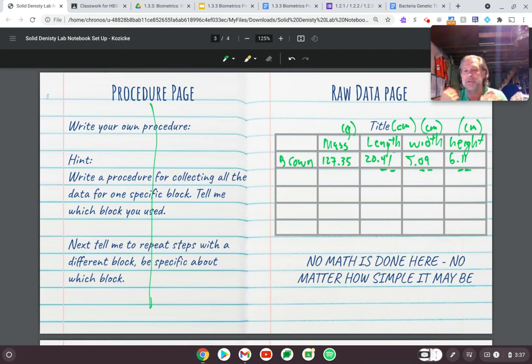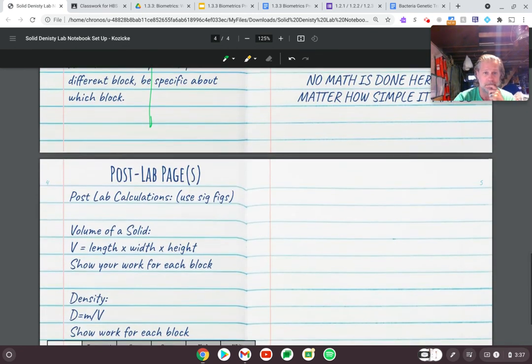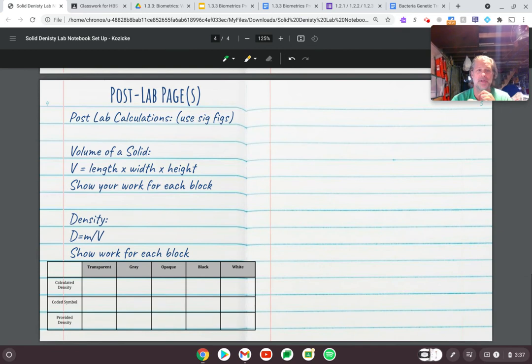Okay. So now we've got our raw data. So now I'm going to take my raw data. Today in class, you're going to be manipulating your raw data. So for post-lab calculations, you are going to have a heading, which is this right here, volume of a solid. You're going to show your formula, length, width, height, and then you're going to substitute, put in your values.